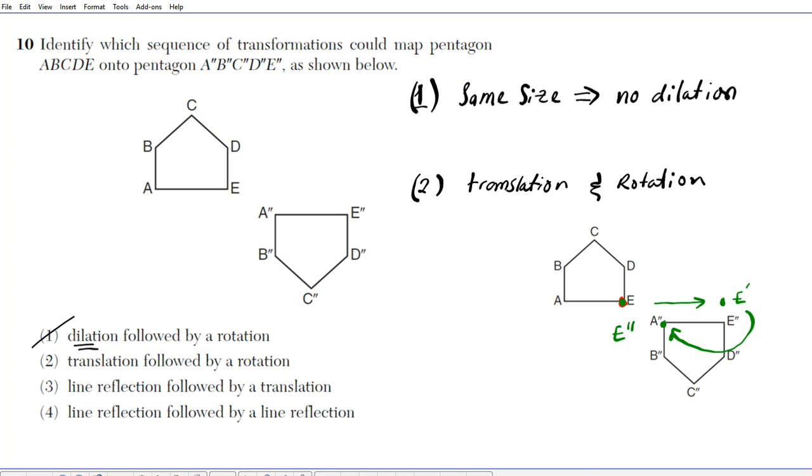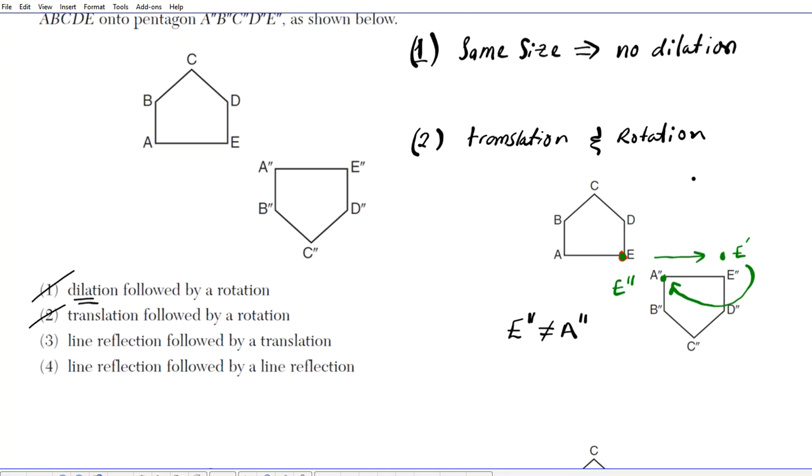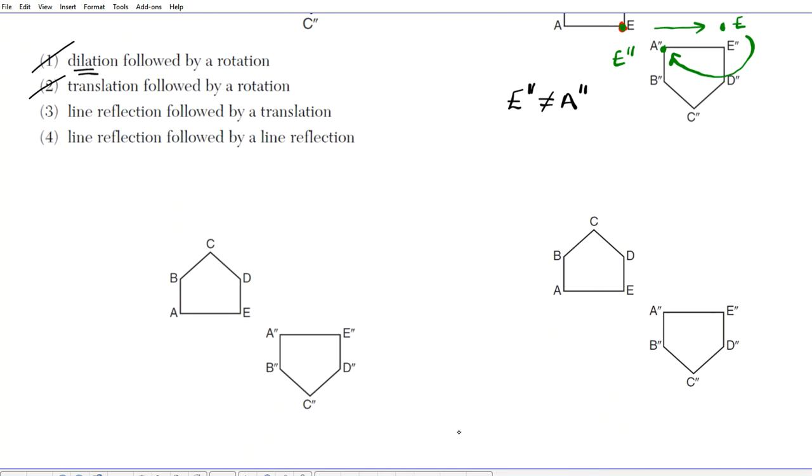Does that work? The answer is no, because E double prime is not equal to A double prime. We need to have a perfect match. Okay, so when you translate and rotate, E prime ends up right here, but this requires E prime to be on the right. So option 2 is a fail. Now let's take a look at option 3. We have a line reflection followed by a translation.